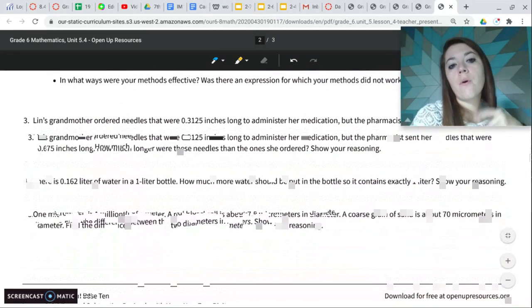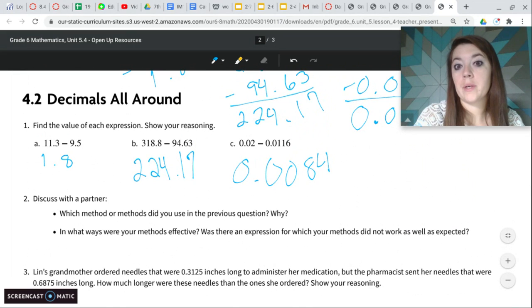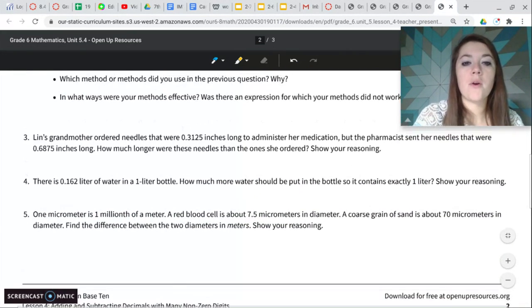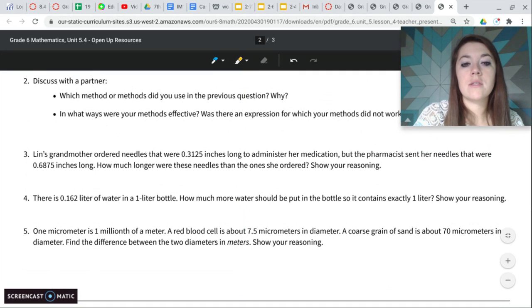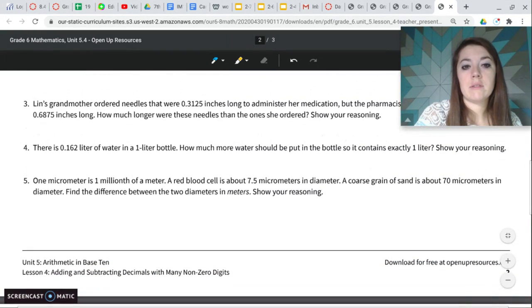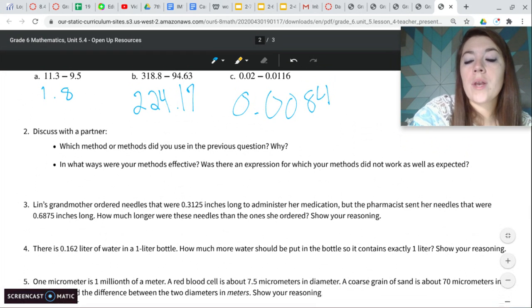All right. For number 3, we're skipping over number 2 because we talked through how we solved it and why. So, all right. Lynn's grandmother ordered needles that were 0.3125 inches long to administer her medication, but the pharmacist sent her needles that were 0.6875 inches long. How much longer were these needles than the ones she ordered? So I'm going to do my work up here. So we need to compare these.